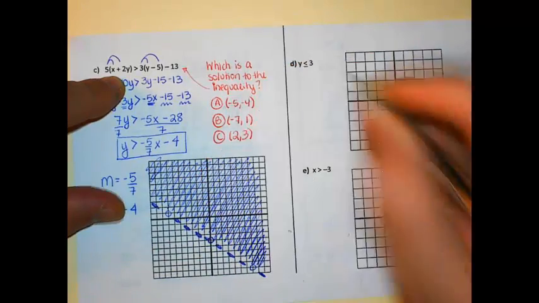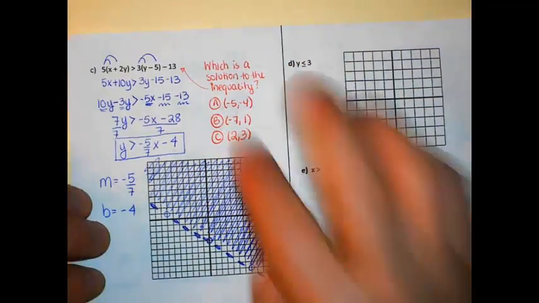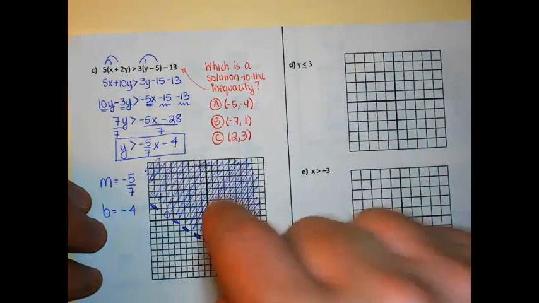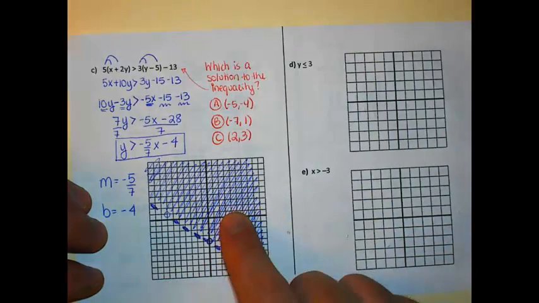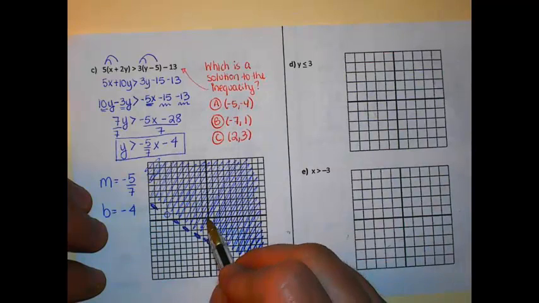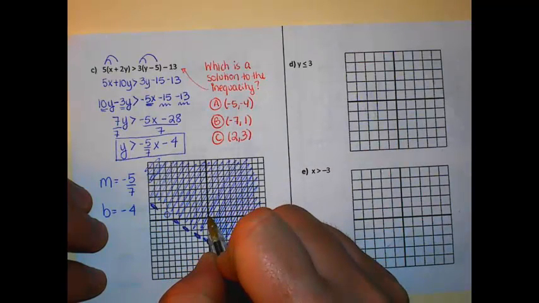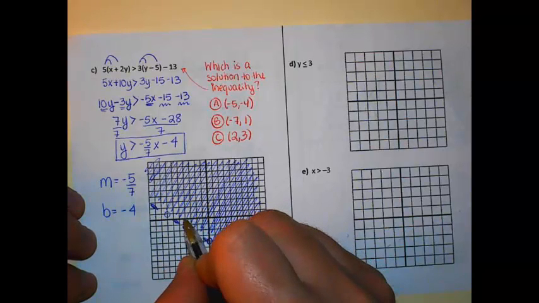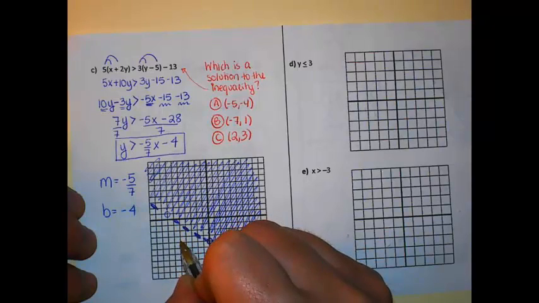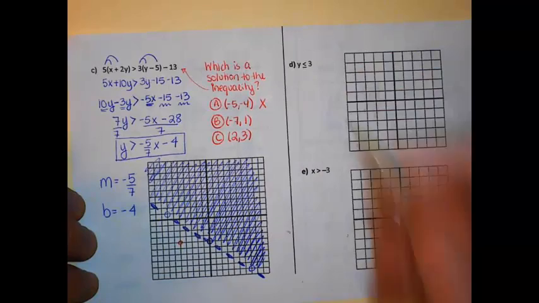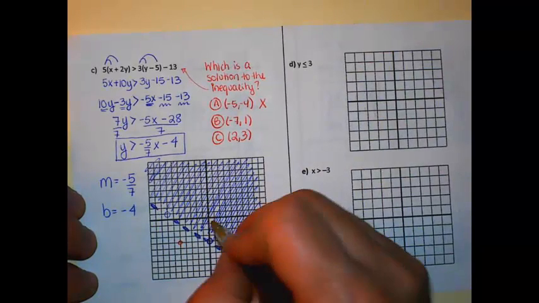Okay, so in order to determine which one is the correct answer to be part of the solution, the point has to land on the shaded region. So let's take a look. -5, -4. Put your pencil at the origin, count -5 to the left: 1, 2, 3, 4, 5. 4 down: 1, 2, 3, 4. Is this point on the shaded region? Nope, it's not the answer. Alright, let's try the next point.